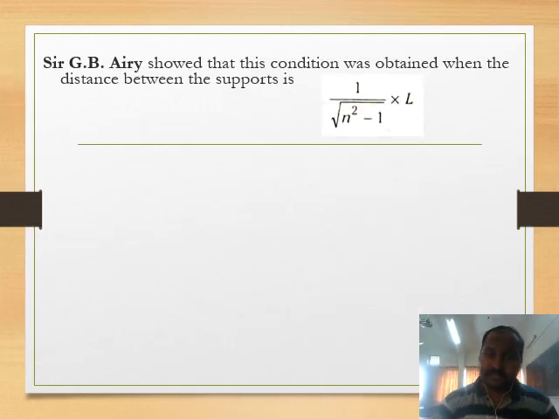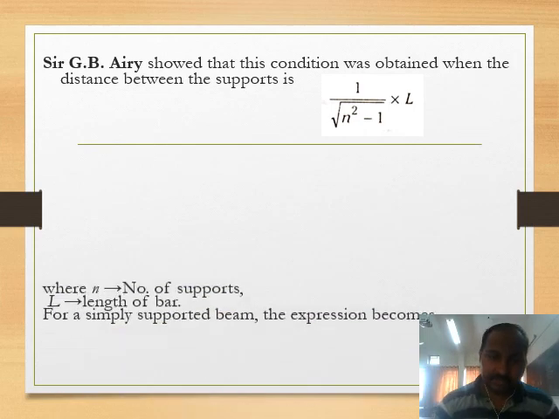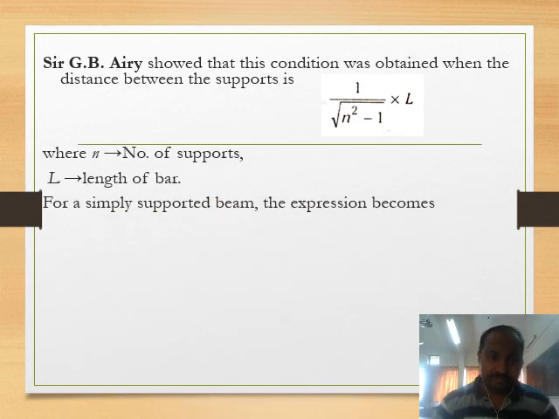What Airy says is that the condition to obtain a neutral axis, that is a maintained and constant flat surface, is obtained when the distance between the supports is 1 divided by root of n squared minus 1, into capital L, where n is the number of supports.